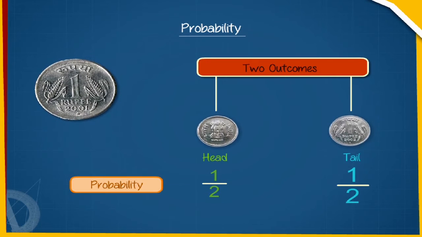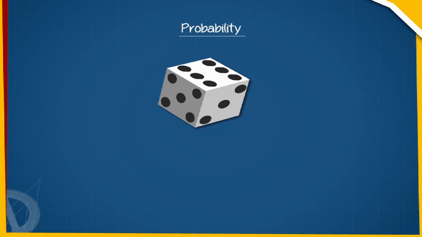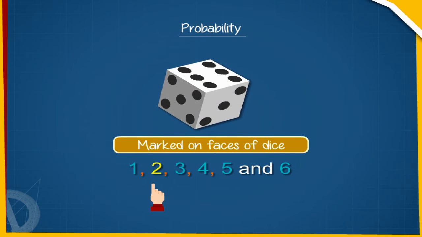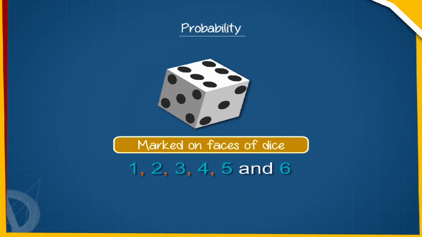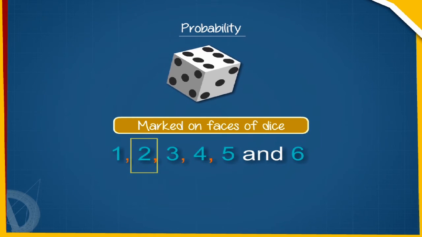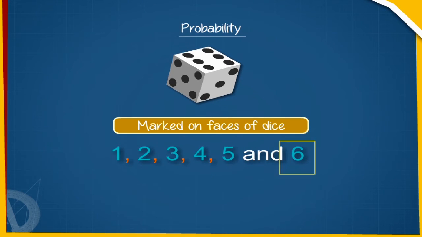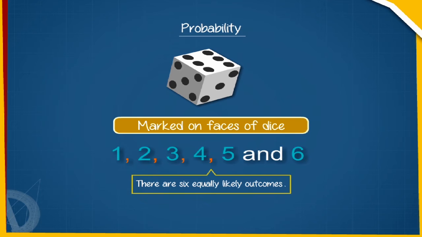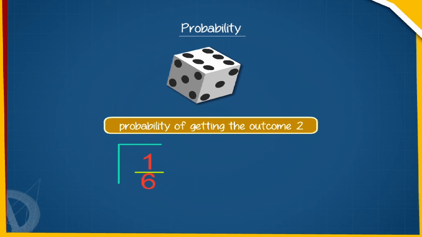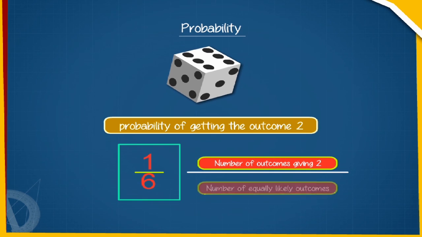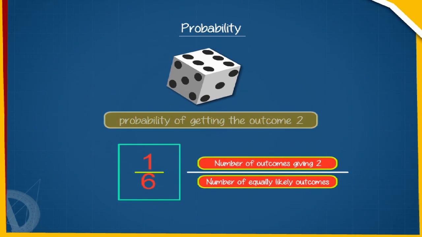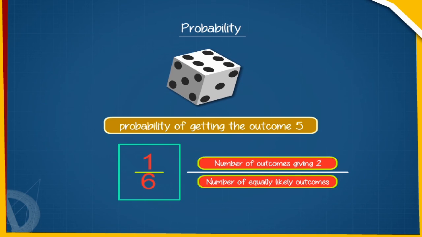It is also 1/2. Now, take the example of throwing a dice marked with 1, 2, 3, 4, 5 and 6 on its faces, one number on one face. If you throw it once, what are the outcomes? The outcomes are 1, 2, 3, 4, 5, 6. Thus, there are 6 equally likely outcomes. What is the probability of getting the outcome 2? It is 1/6, the number of outcomes giving 2 upon the number of equally likely outcomes. Similarly, the probability of getting 5 is also 1/6.